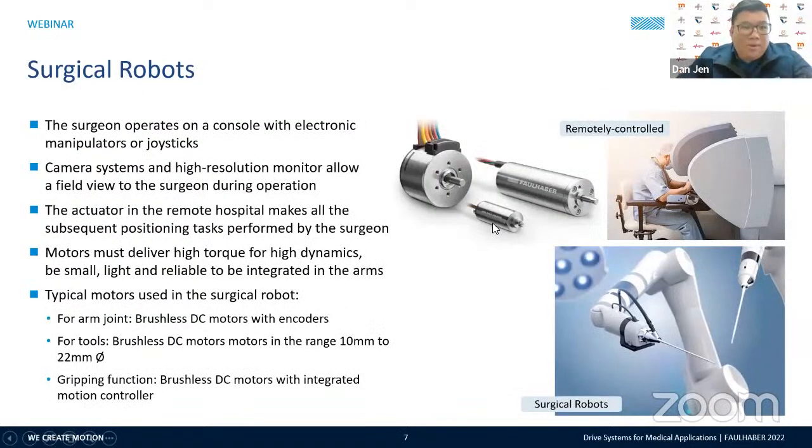Surgical robots. The surgeon operates on a console with electronic manipulators or joysticks. So this can be done remotely. There are cases where the surgical robots and the surgeon are actually in different locations, but they are able to do surgeries with the high tech surgical robots.